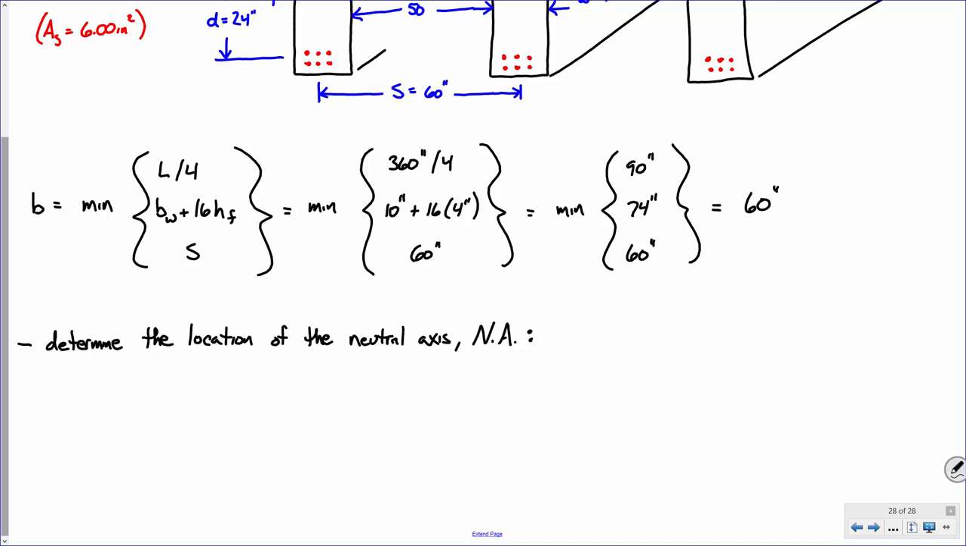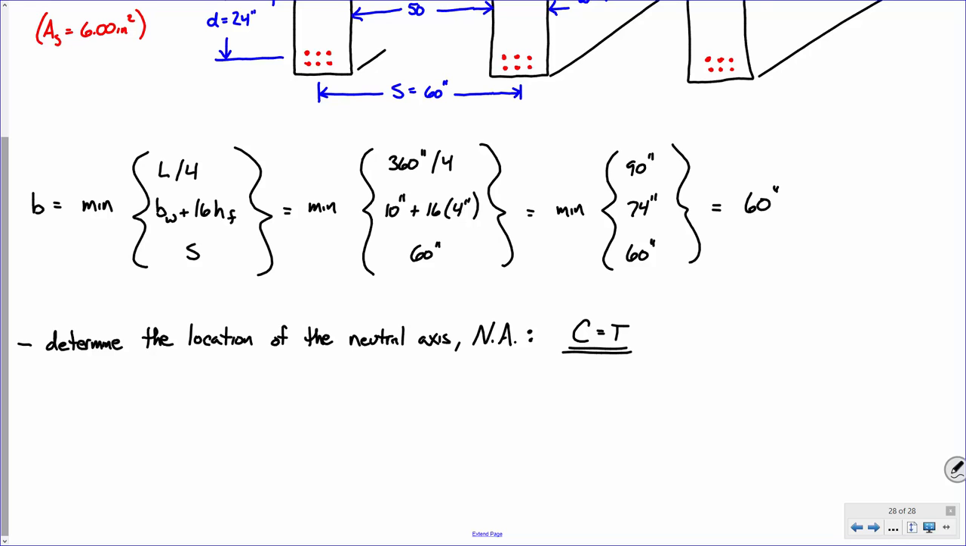The reason why I make that distinction is because after this, we're going to look at doubly reinforced beams where you actually have rebar in compression. So just for later, okay? But you're correct. Compressive forces equal tensile forces. So C equals T.